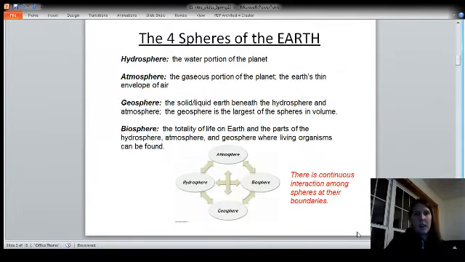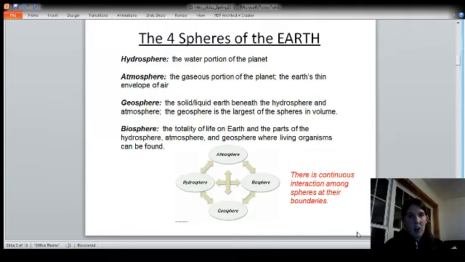Okay, so the four spheres of the Earth. In the broadest sense, there are four spheres that interact with each other on the Earth. The hydrosphere, which is the water portion of the planet. When we talk about that, we're talking about oceans, groundwater, and rain and clouds, the entire water cycle. The atmosphere, which is the gaseous portion of the planet, the Earth's thin envelope of air, from the surface up to a few tens or hundreds of kilometers above the Earth's surface. We will be getting into that towards the end of our semester together.